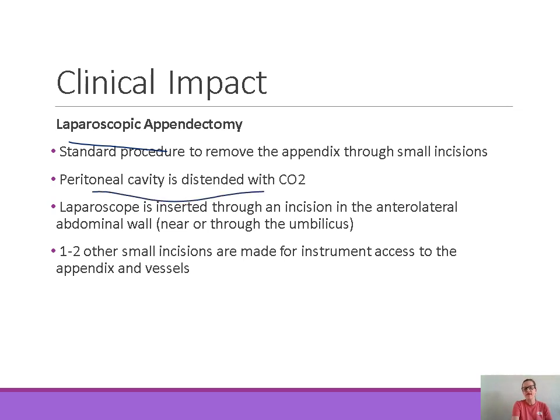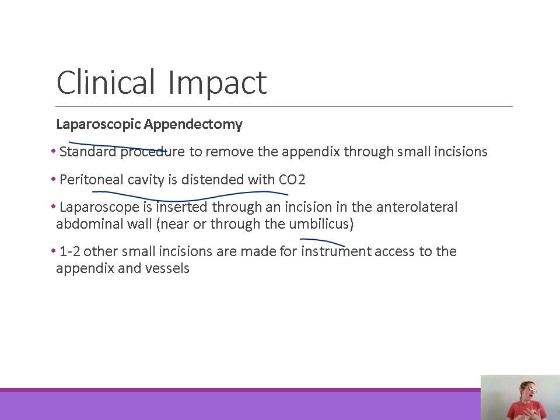The peritoneal cavity is distended with CO2, so we use gas to distend the abdomen so that you can more easily see and access the appendix. The laparoscope, which allows you to visualize, is inserted through an incision in the anterolateral abdominal wall, either through the umbilicus, so like right through the belly button, or near the umbilicus. And then again, there's 1 or 2 other incisions that are made for instruments so that you can access the appendix and vessels and clamp, stitch, clip, and remove as necessary.